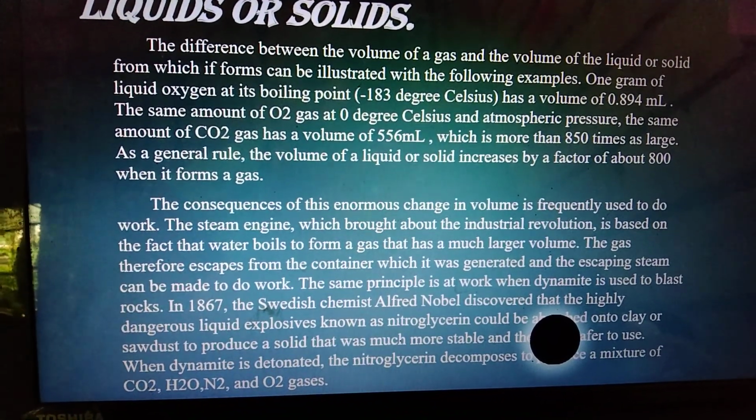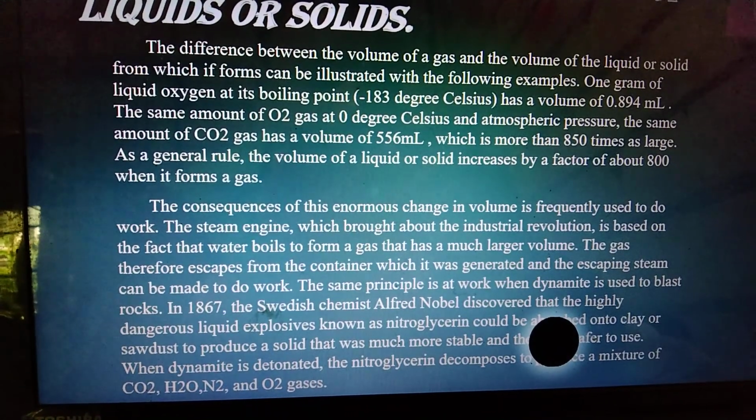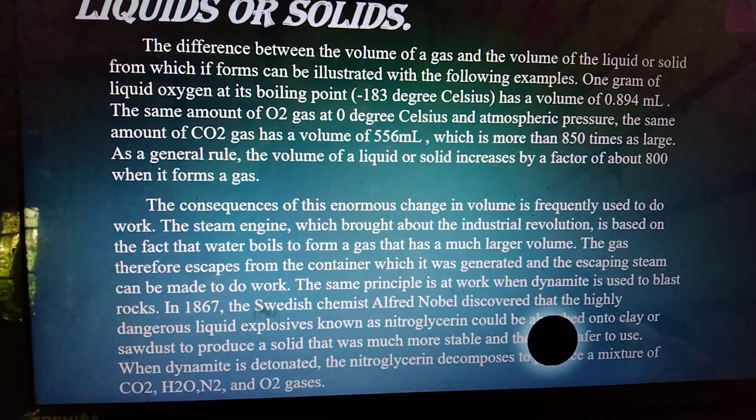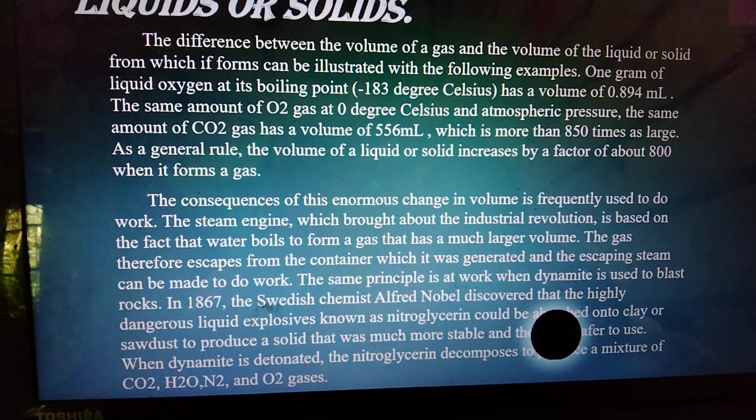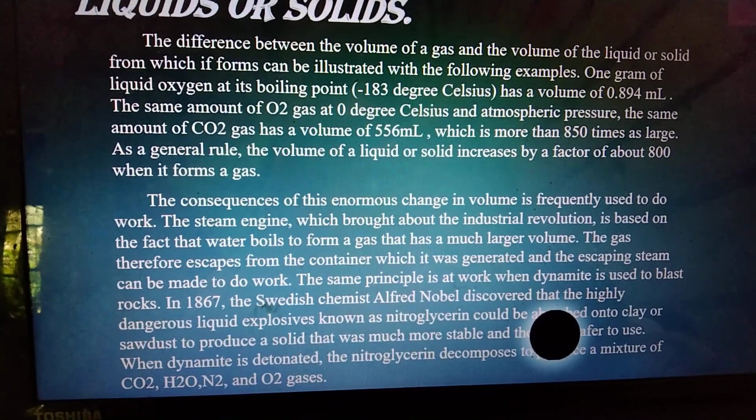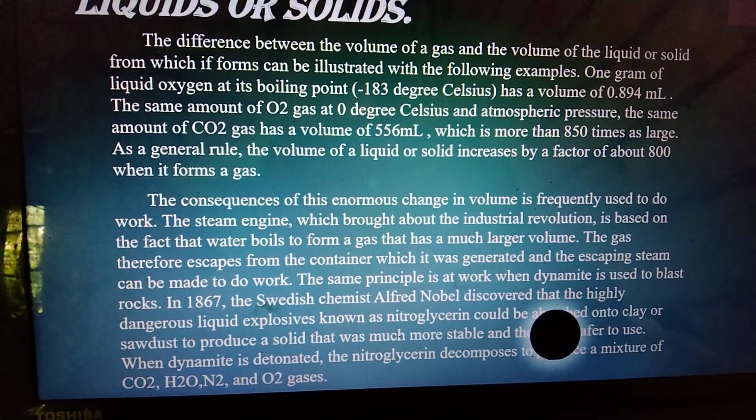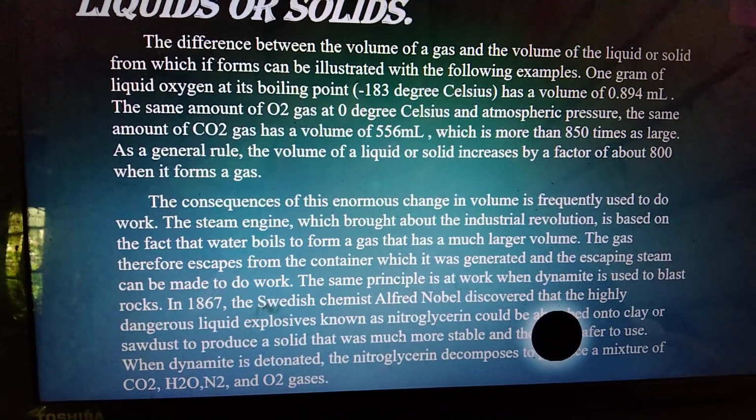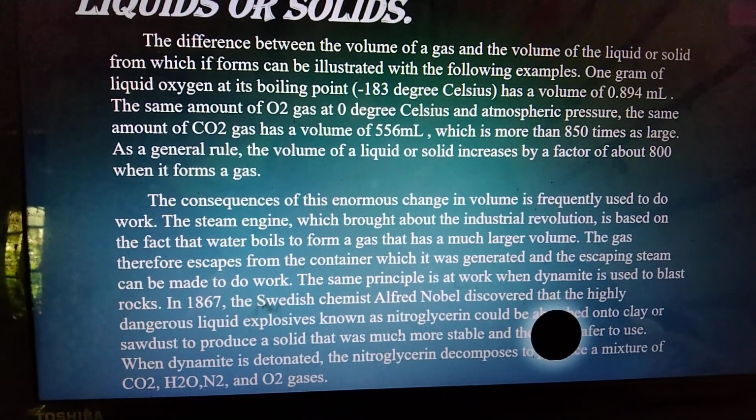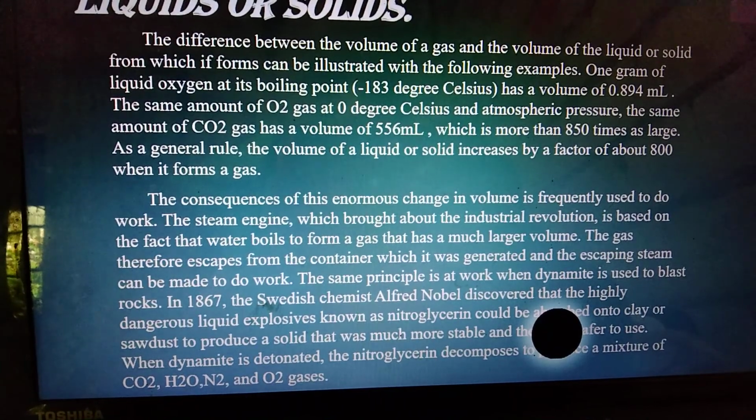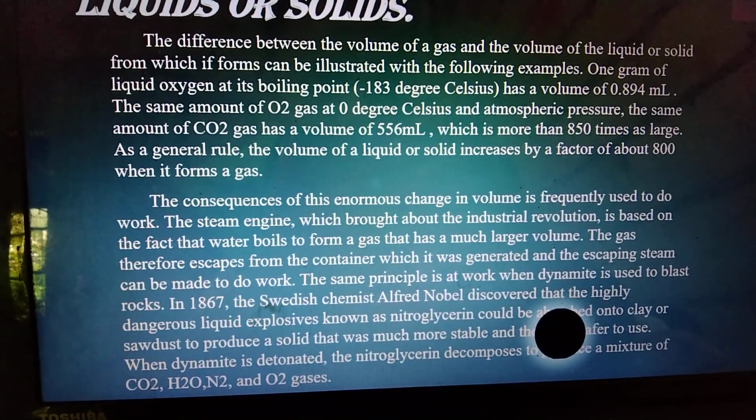One gram of liquid oxygen at its boiling point, negative 183 degrees Celsius, has a volume of 0.884 milliliter. The same amount of oxygen gas at 0 degrees Celsius and atmospheric pressure has a volume of 556 milliliters, which is more than 600 times as large. As a general rule, the volume of a liquid or solid increases by a factor of about 800 when it forms a gas.